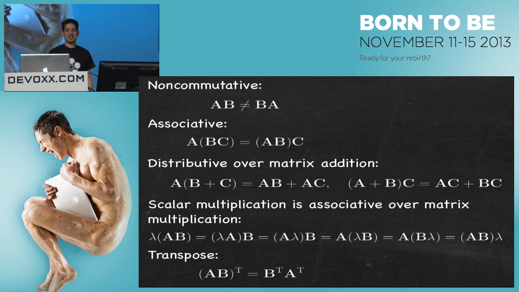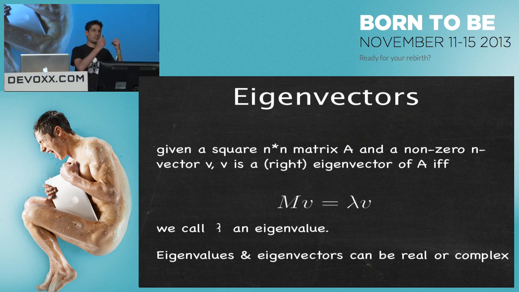So some important things to remember about matrix multiplication. A times B is not equal to B times A. We can put brackets wherever we like, doesn't matter. We can do expanding the polynomial type things, and we can distribute scalars over it, and we can also show how to work out the transpose of the product of matrices.